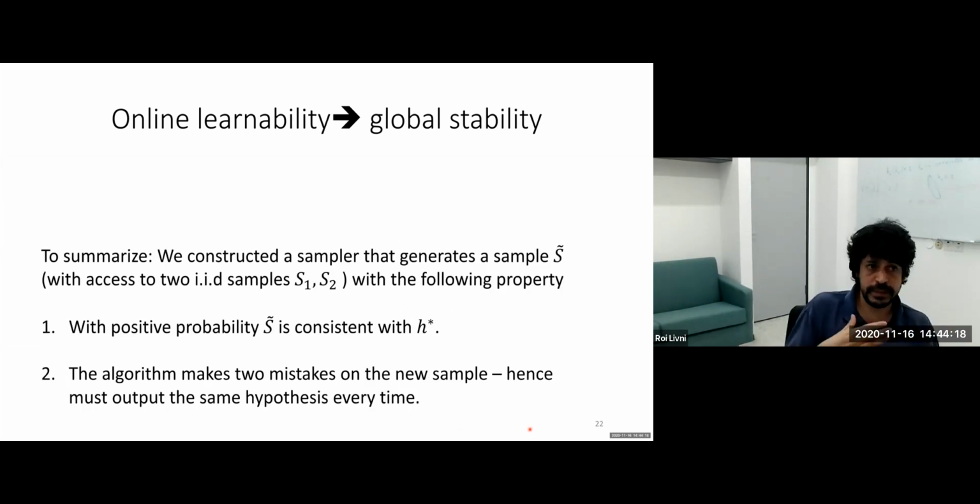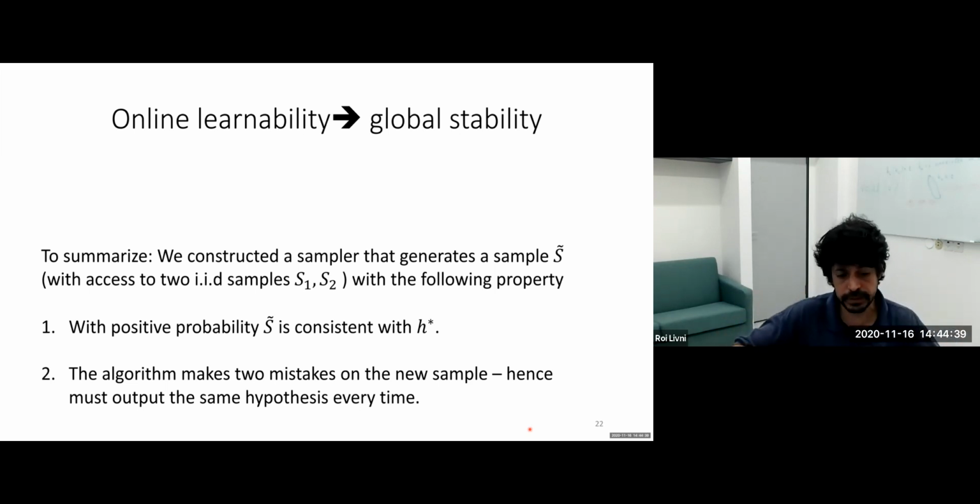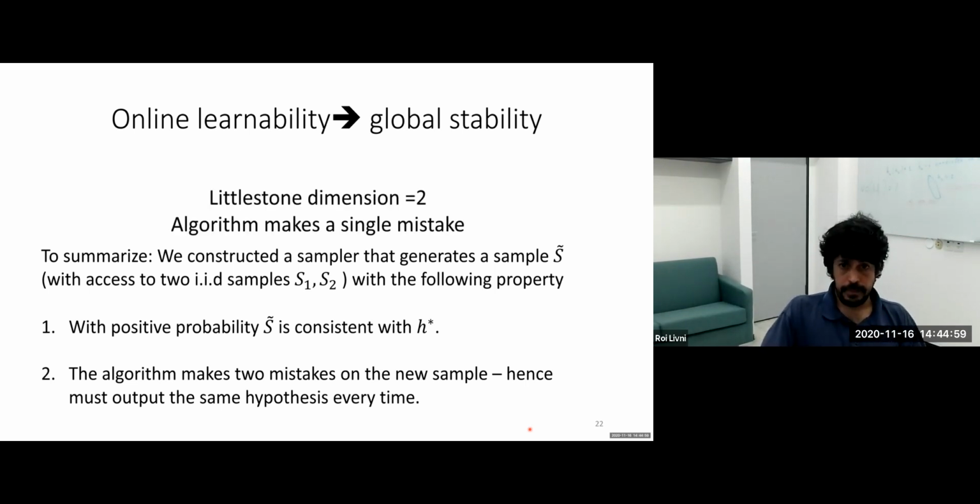So to summarize, what we did is we constructed a sampler that generates a sample that is going to make two mistakes, and you're going to get with some positive probability a new sample that is consistent. Okay? And you can imagine how this procedure continues. If you have Littlestone dimension 3, then until you stabilize the algorithm, you just keep on guessing the new points and so on, until the algorithm either stabilizes or makes the maximum number of mistakes possible. Okay.